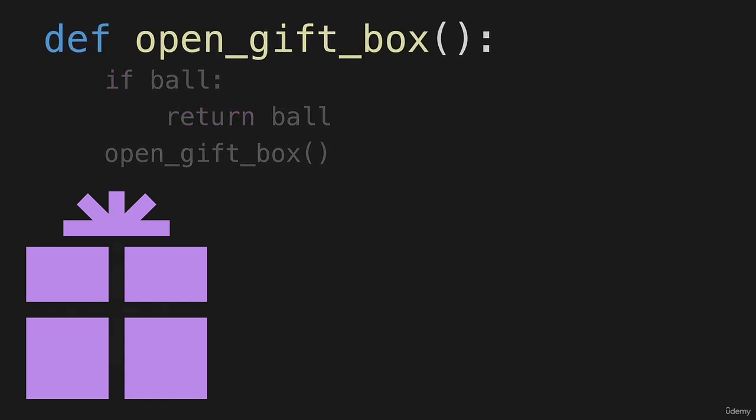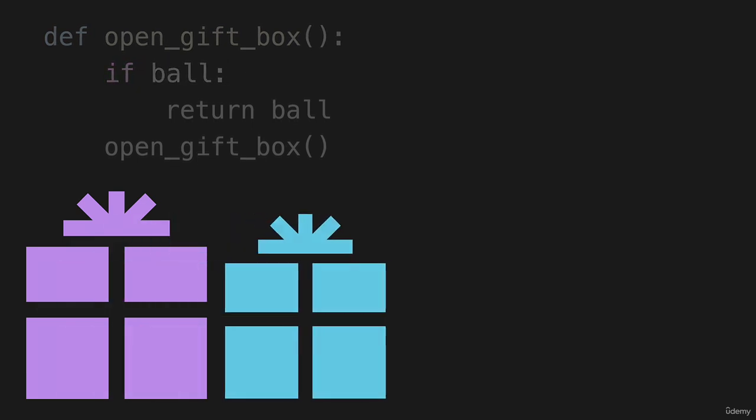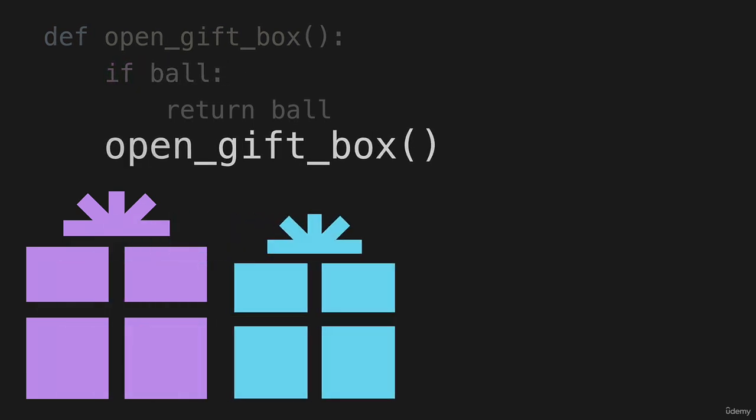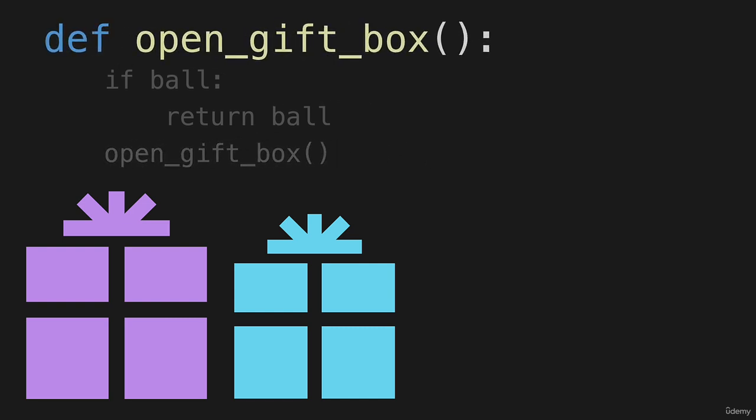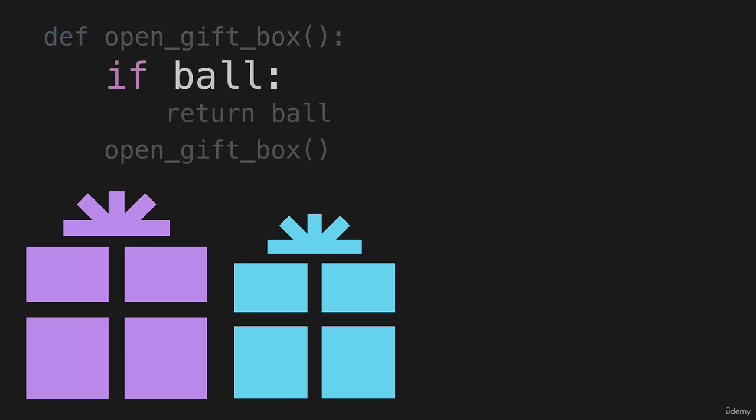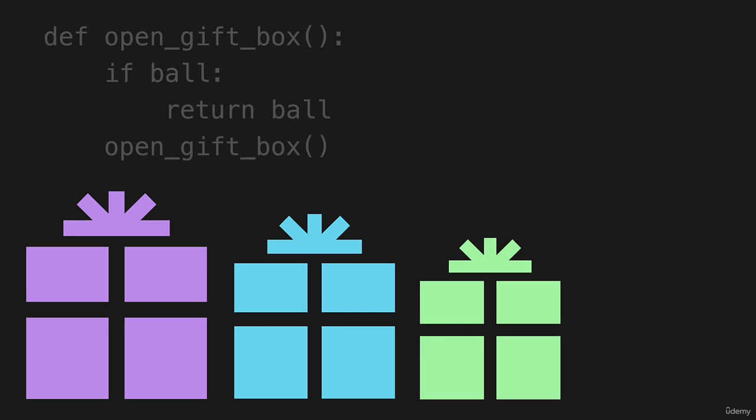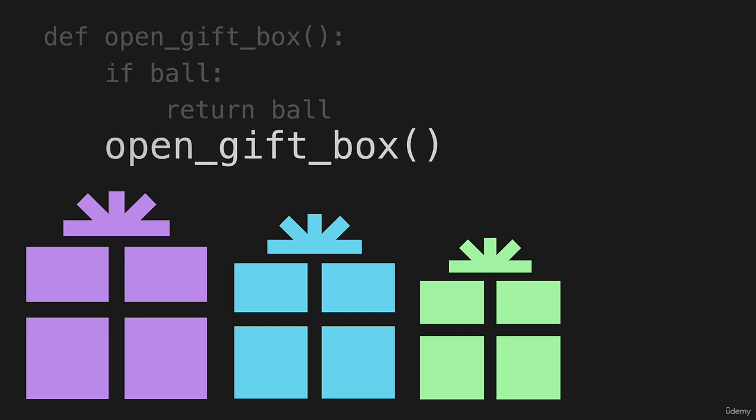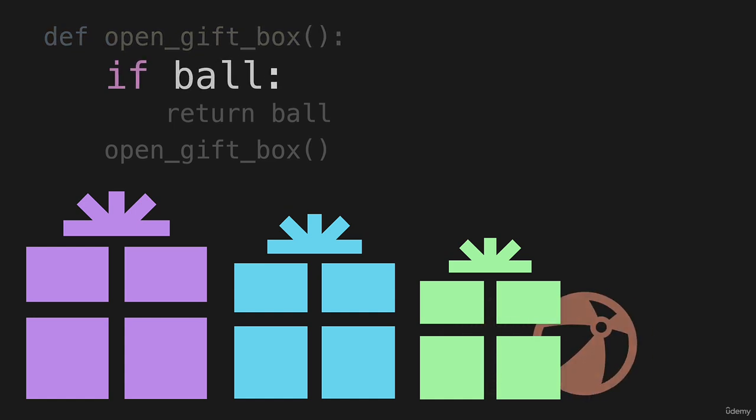We'll say open gift box, and when we do, we'll check to see, is this a ball? In this case, it's not, so we have to run the open gift box function again. So it calls itself. This is a second instance of the function that we're putting on the call stack, and we'll talk about call stacks further in the next video. Then we check to see if this box contains a ball. It does not, so we have to run another instance of open gift box. This is going to call itself again. So now we run another instance of the function. Now, when we check to see if it's a ball, it is a ball.